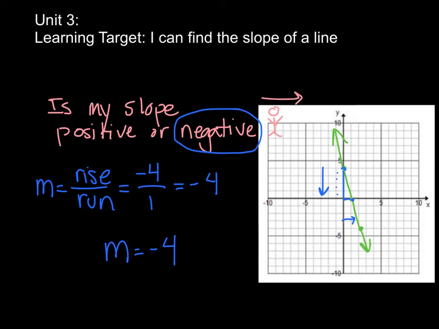Again, making that slope triangle from one point to the other. You could have picked another point. You could have picked this point here and this point here and done the same thing. We can see those little slope triangles. Okay, let's look at another way.